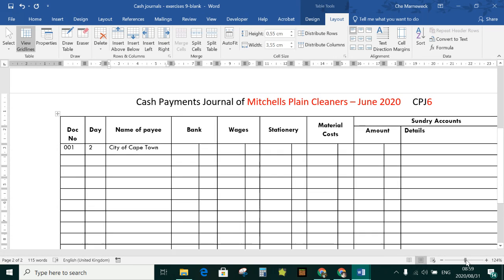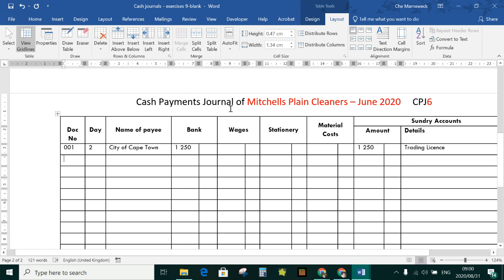How much money are we paying them? Just make this a little bit bigger. How much money are we paying? We're paying 1,250 Rand. What is it for? Trading license. Does trading license have a column? No, it doesn't. So we go to sundry, and we record it as 1,250 Rand trading license. And we move on to the very next transaction.